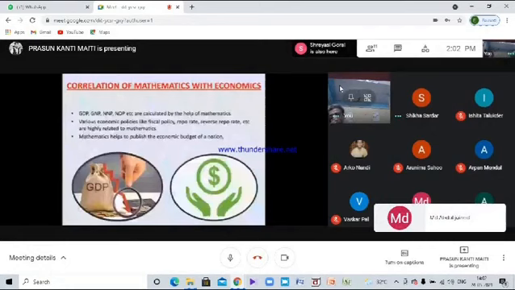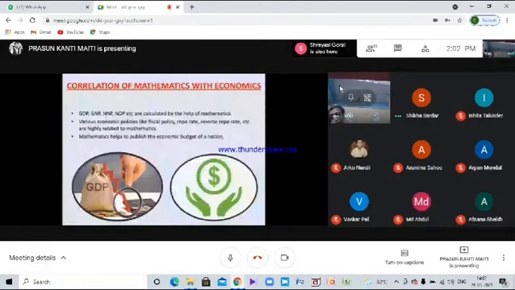GDP, GNP, NNP, NPP, etc. are calculated with the help of mathematics. Mathematics helps to publish the economic budget of a nation.